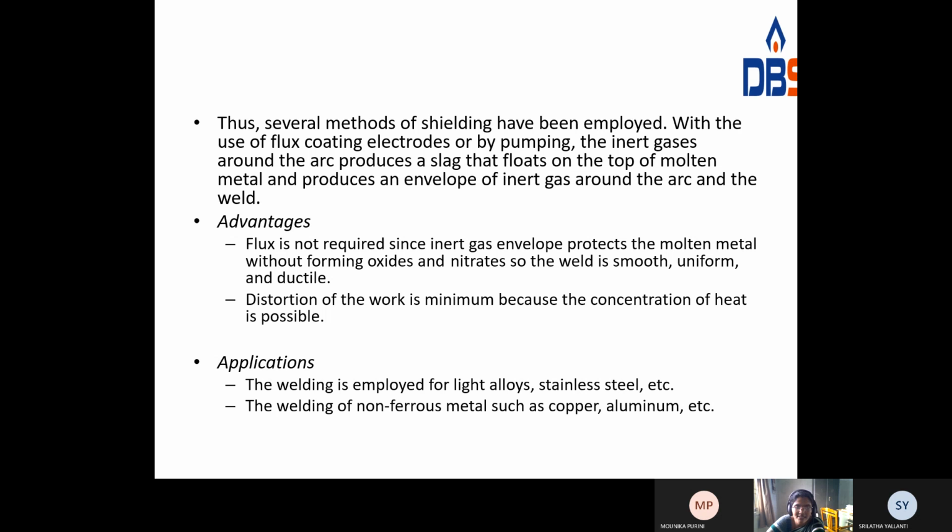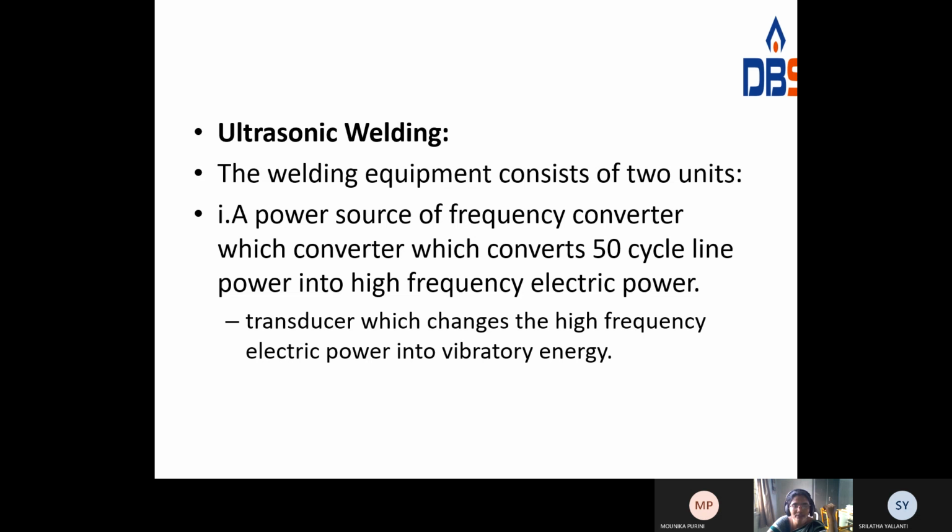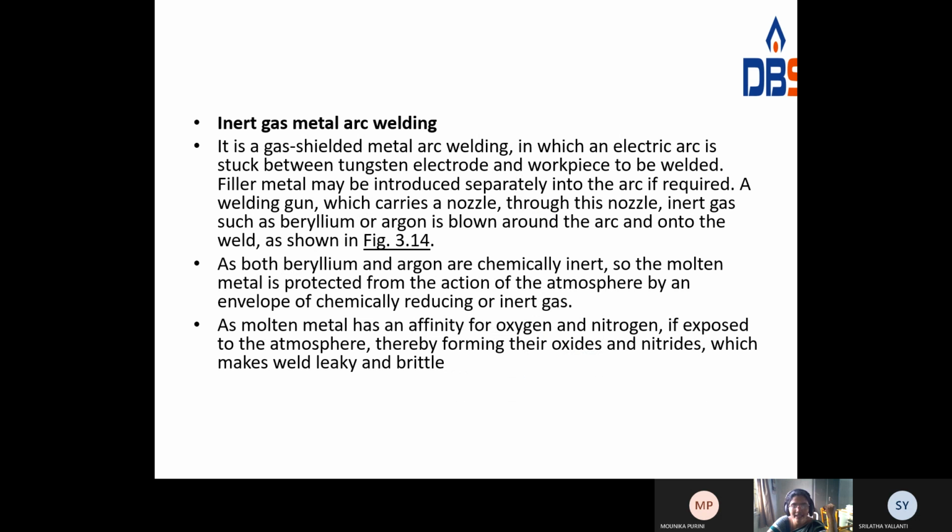Coming to the applications, the welding is employed for light alloys, stainless steel, etc. So in the welding of light alloys as well as stainless steel, you use this inert gas arc welding. For welding non-ferrous metals such as copper and aluminum, you also use inert gas metal arc welding. Up to this, these are the 5 types of electric arc welding. The remaining one is the ultrasonic welding.